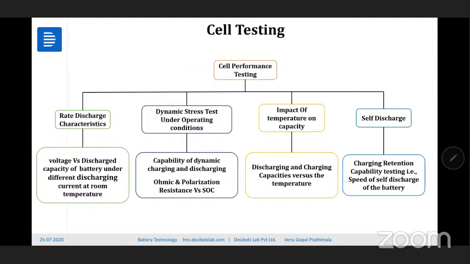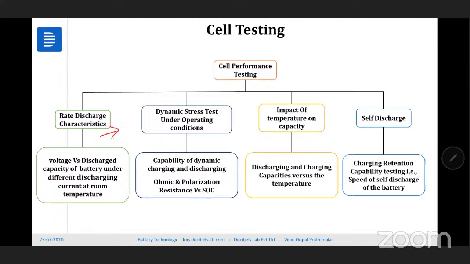So the final part, I won't take much time on this, which is the cell testing. After doing all this calculation, the next level will be cell testing. So we have to do the cell testing. So how can we do the cell testing? There are different parameters we have to check, to understand how the cell is behaving with respect to discharge rates. That is called the rate discharge characteristics.